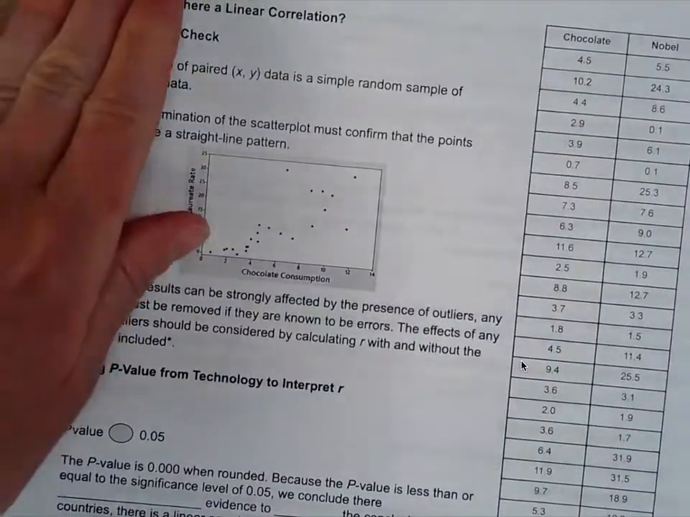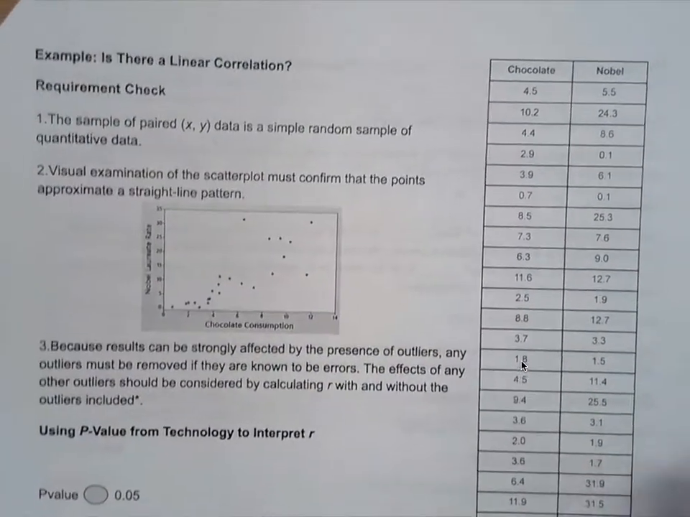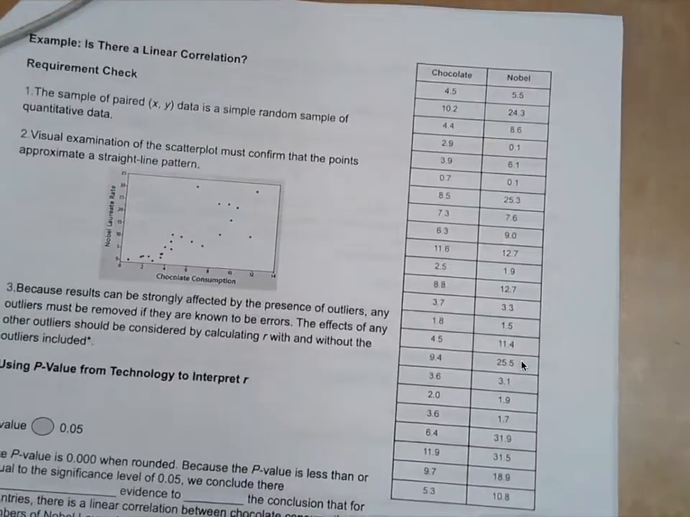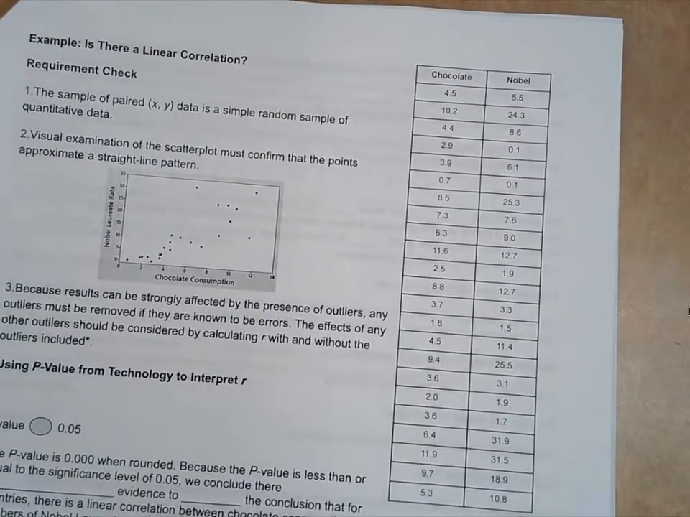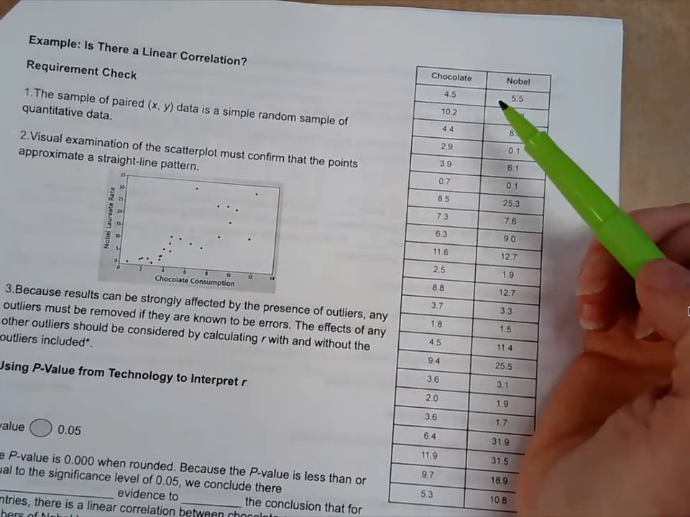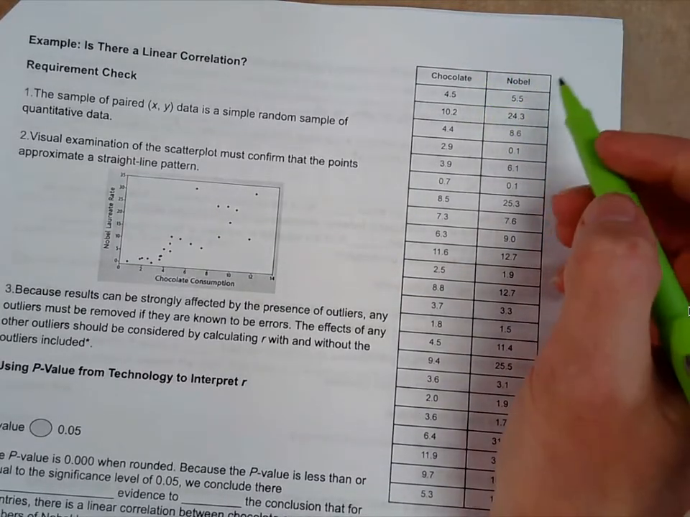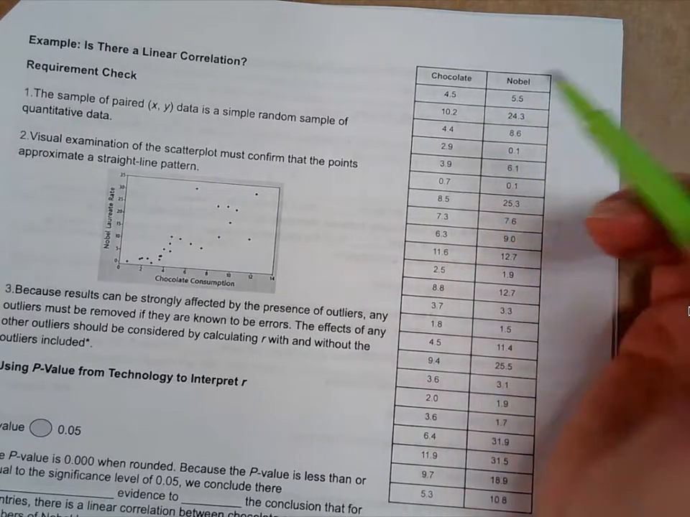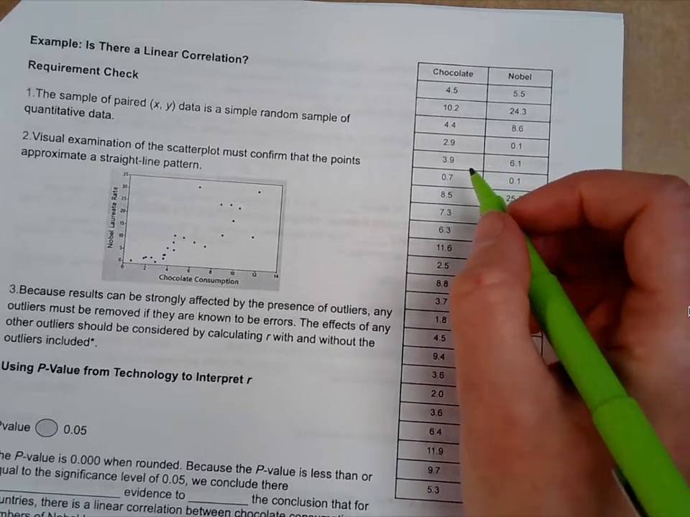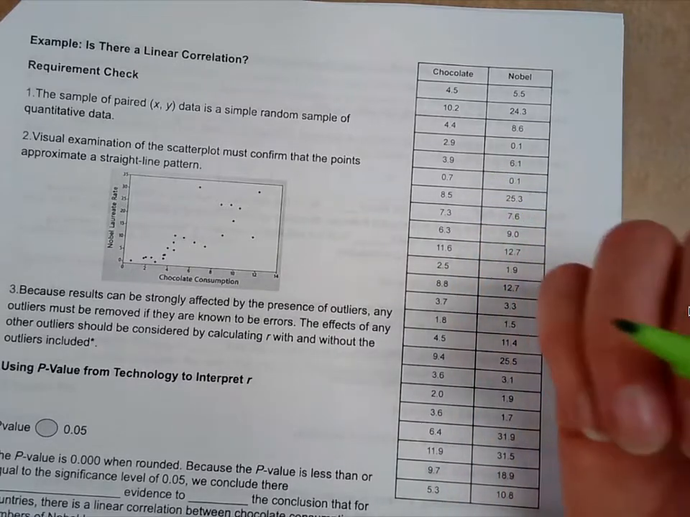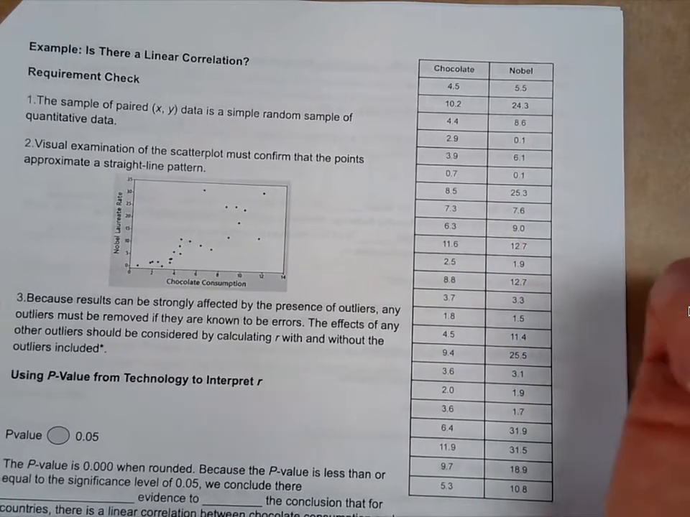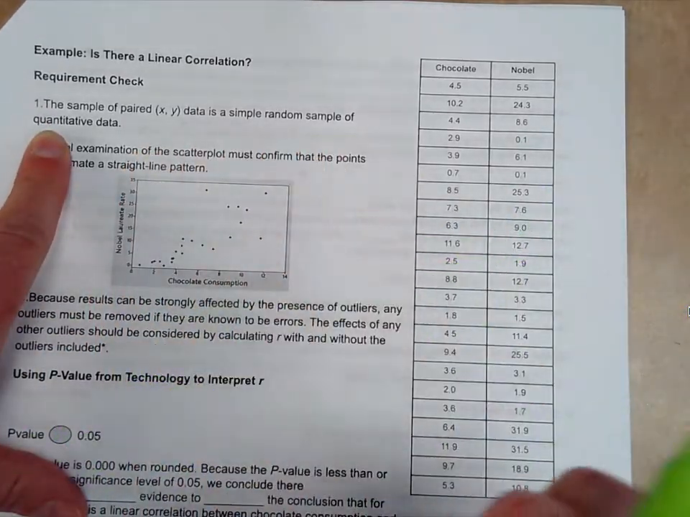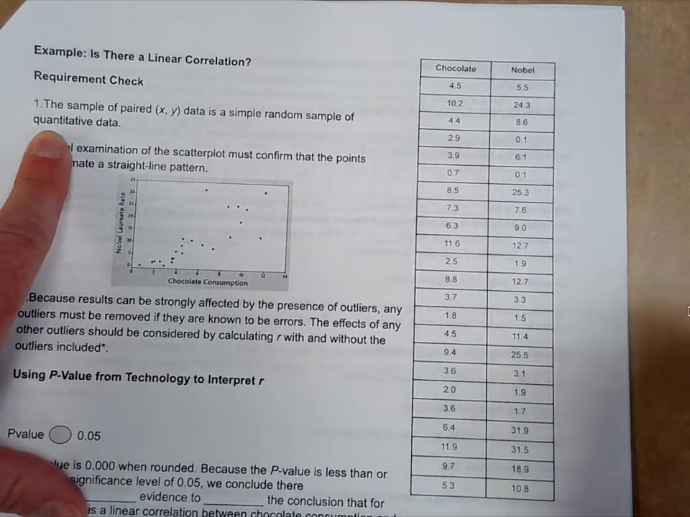Okay, let's go to our example. Is there a linear correlation? This data came from our textbook that we really haven't used all year. It is talking about chocolate and Nobel Prizes, which seems like there's no association there. But anytime you compare two things, an X and a Y, you can look for some kind of correlation. So we need to check our requirements. Is it simple random data? Yes.